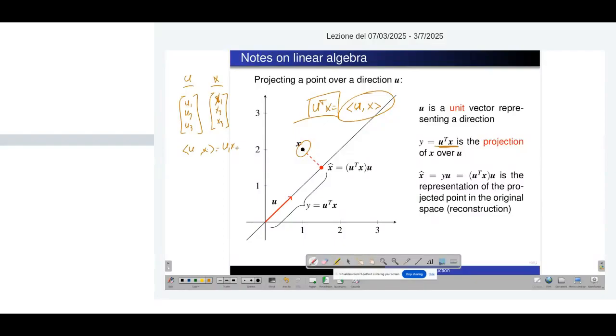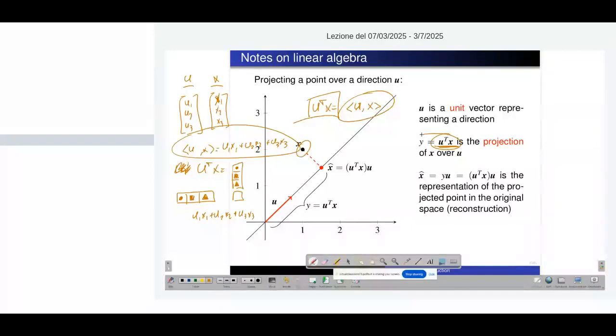u transpose x is u1 x1 plus u2 x2 plus u3 x3. What is it? Well, I take u, I take x, and do matrix multiplication. I have only one element in each row, so I multiply element by element: u1 x1, plus u2 x2, plus u3 x3. So it's exactly the same, and we will use this notation.